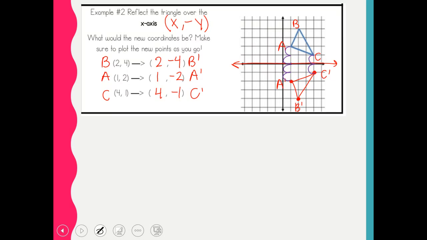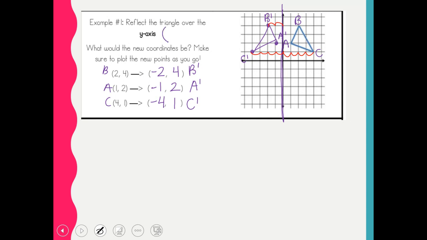I want us to go back to example number 1 and write (-x, y), so we don't forget the rule for each. Does anybody have questions before we move on? All right, awesome. Now we're going to do the practice problems.